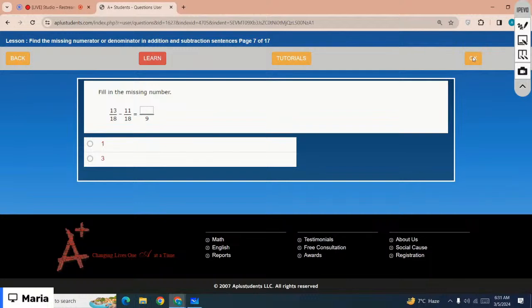13 over 18 minus 11 over 18 equals 1 over 9, it is, right? The correct option is 1 over 9. Option number 1 is the correct option.